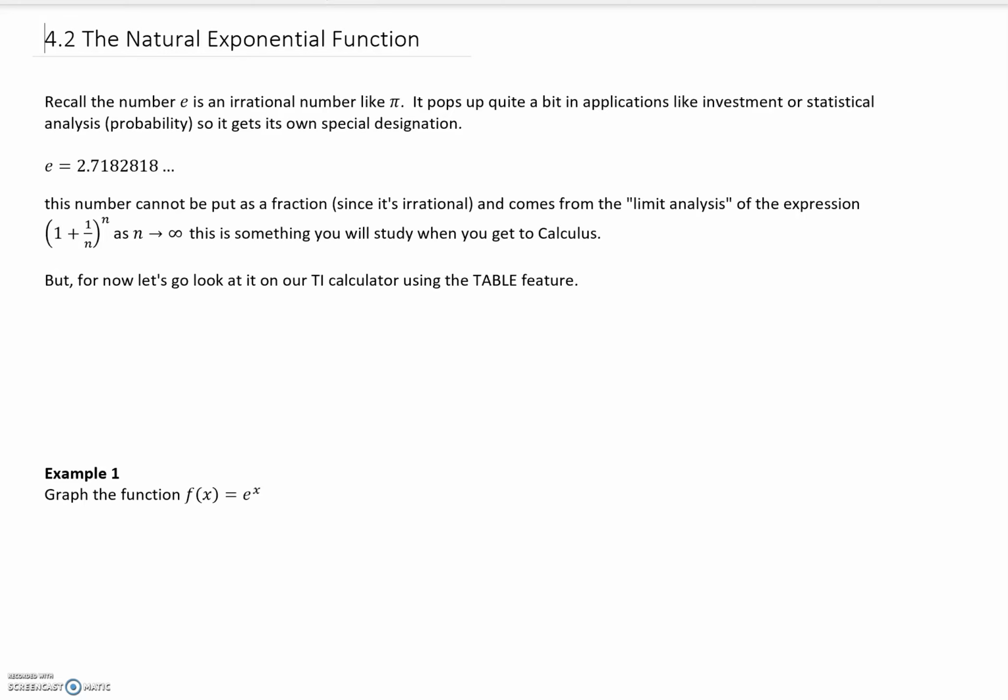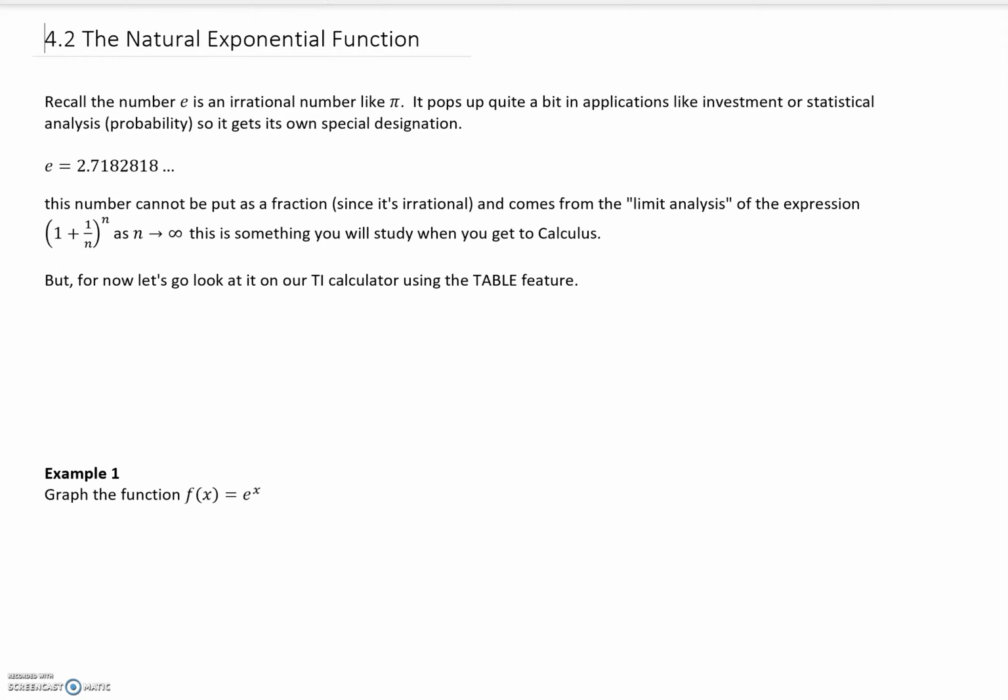In this section, we're going to look at the natural exponential function, and we'll start off by looking at the number e. Now, if you recall from before, e is an irrational number like pi. The digits go on forever, never stop. The number e pops up quite a bit in applications like investment and statistics.